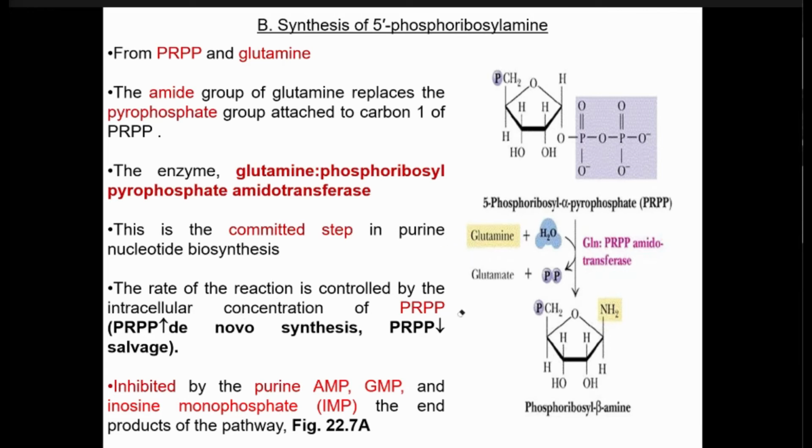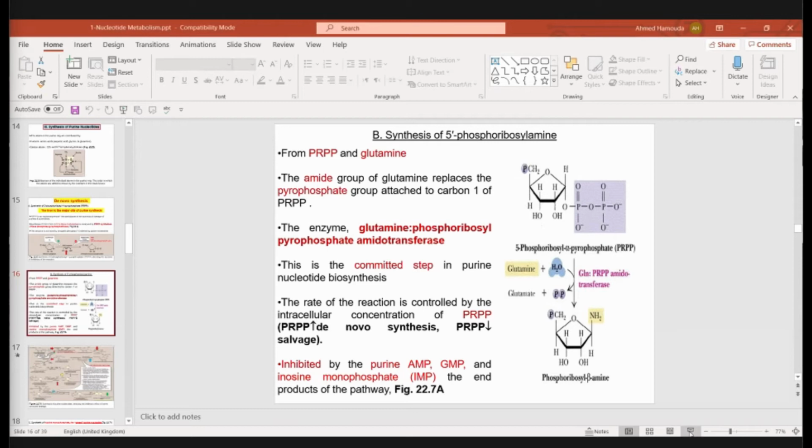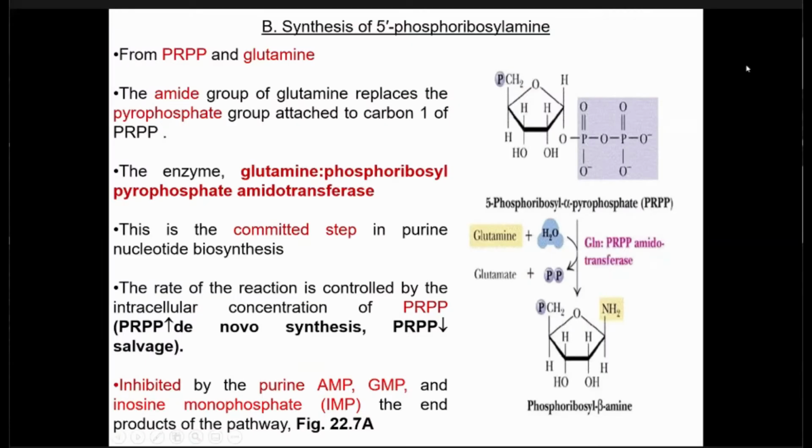So the rate of the reaction is controlled by the intracellular concentration of PRPP. So let's continue. So this is the second de novo synthesis, as I mentioned. This is one of the major important reactions. Now let's look at the PRPP. How the rate of reaction is controlled depends on PRPP.